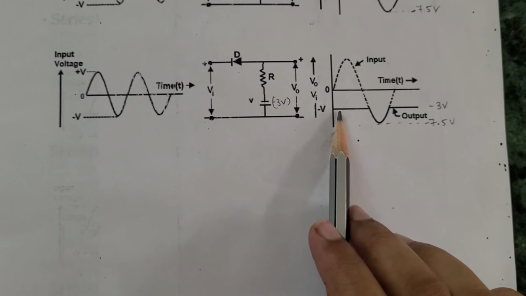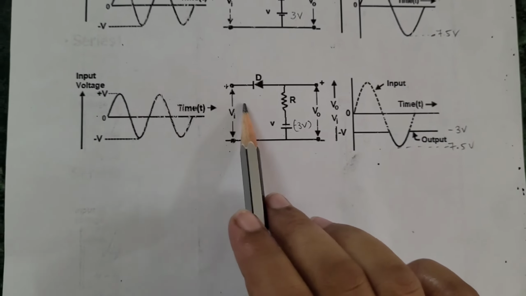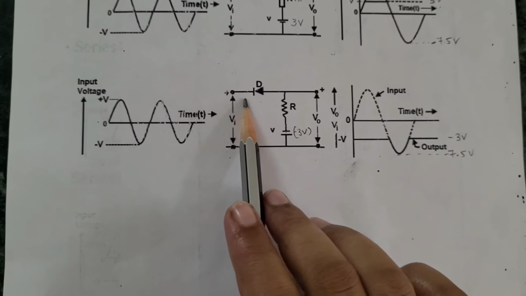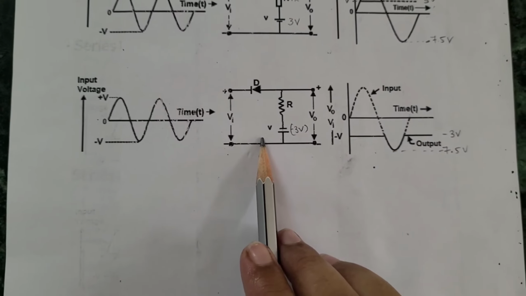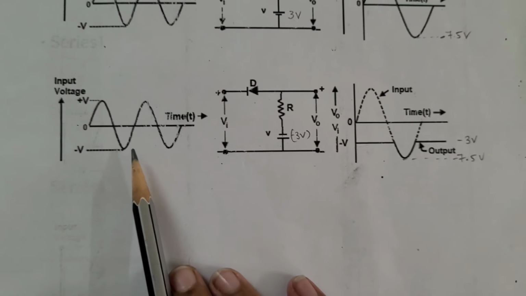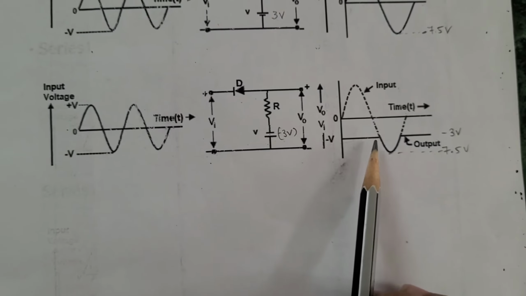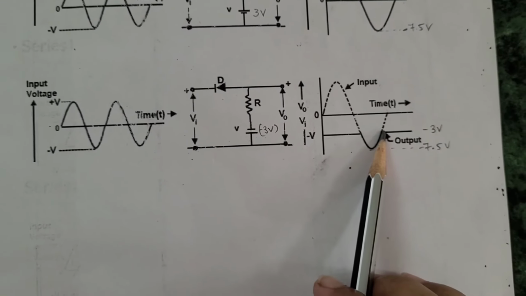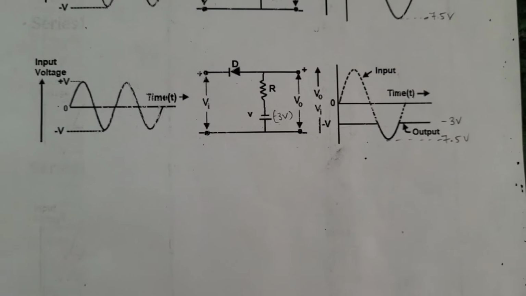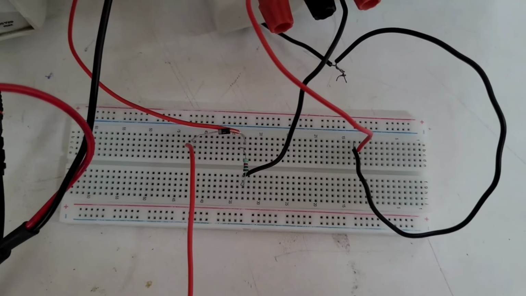the output. As you can see, during the negative half cycle, the diode gets forward biased, a closed path is established, and the same input waveform after -3 volt will appear at the output. We will implement this circuit and observe the waveform. This is the circuit implementation.